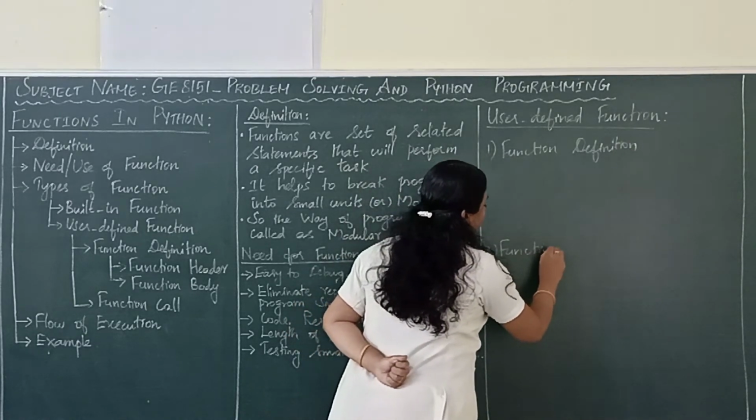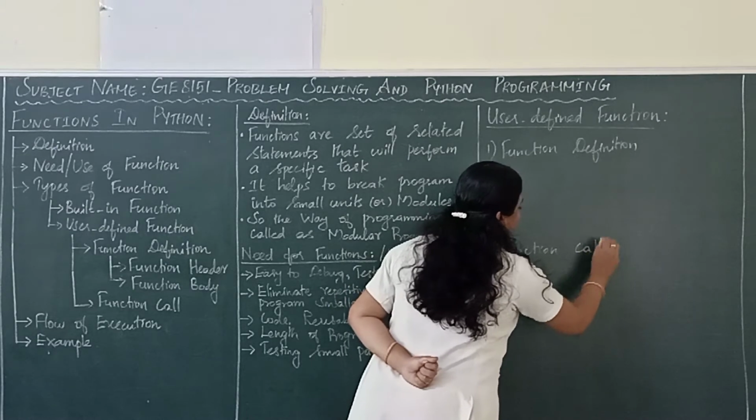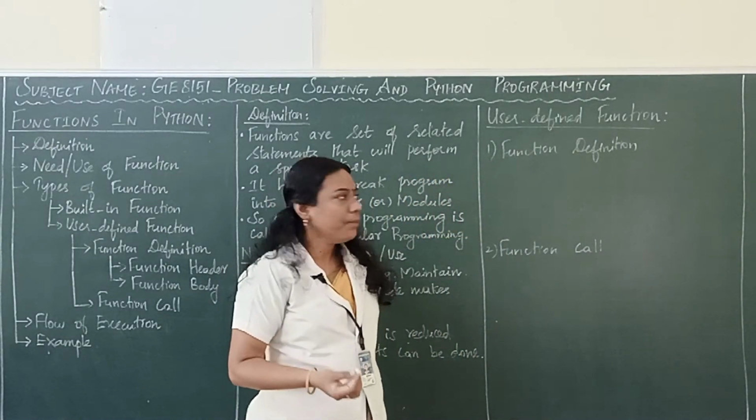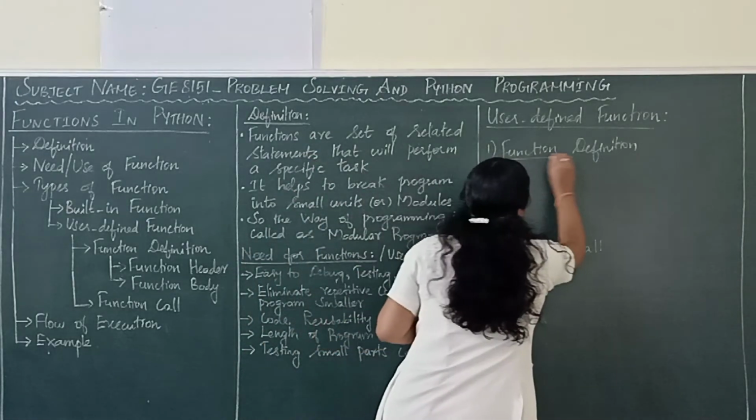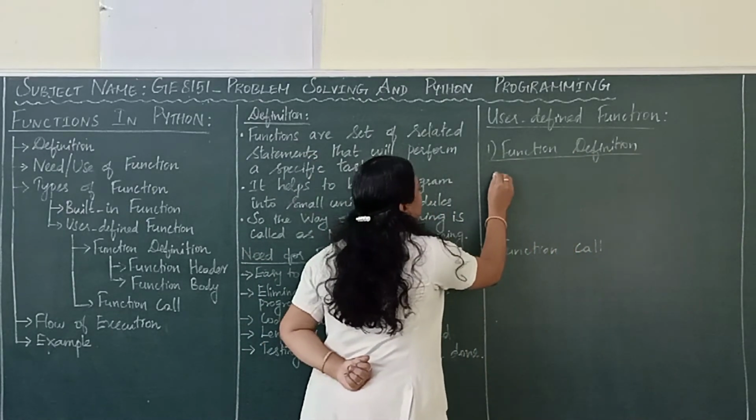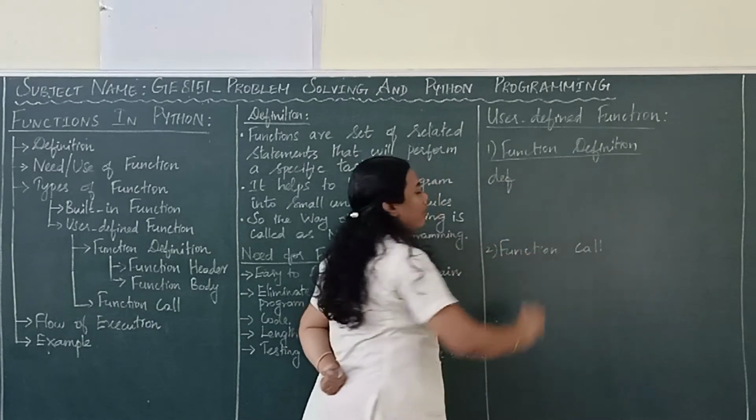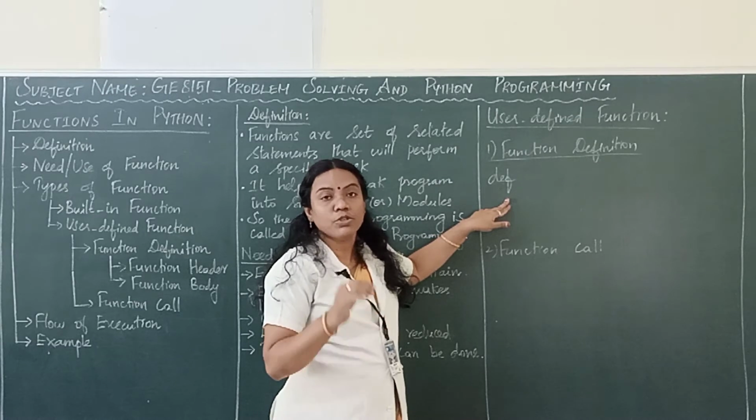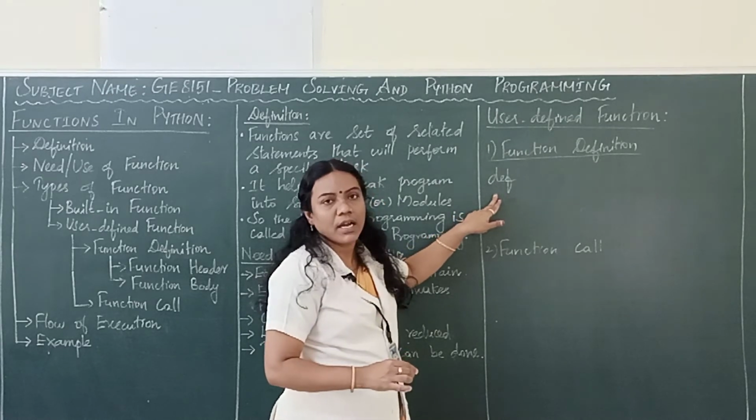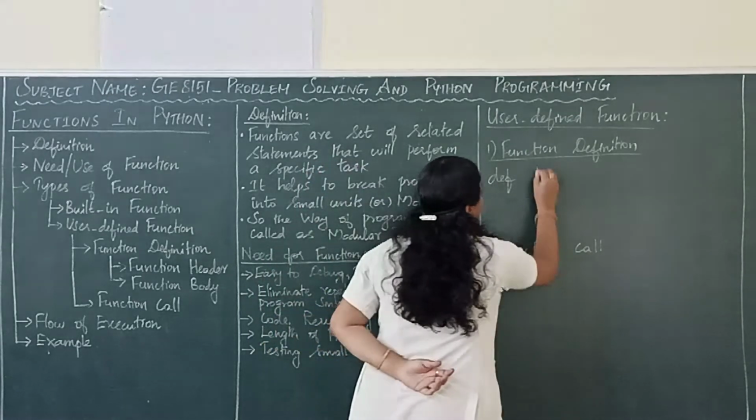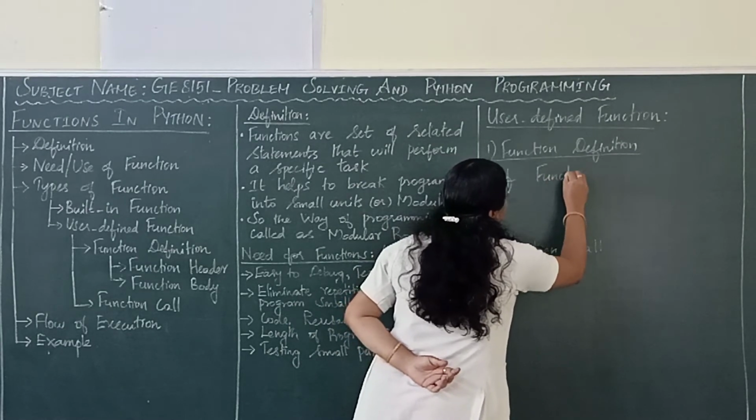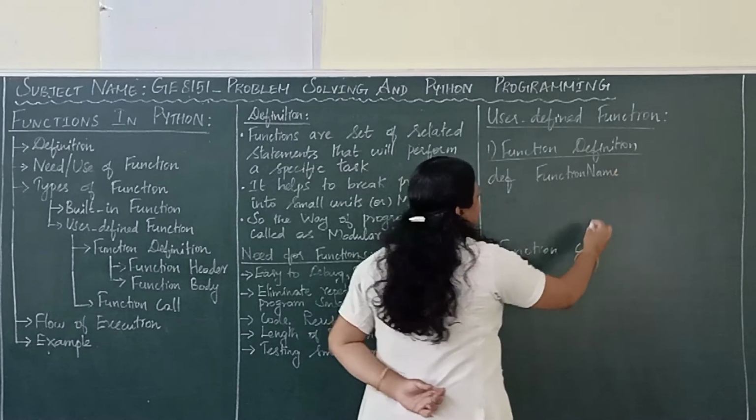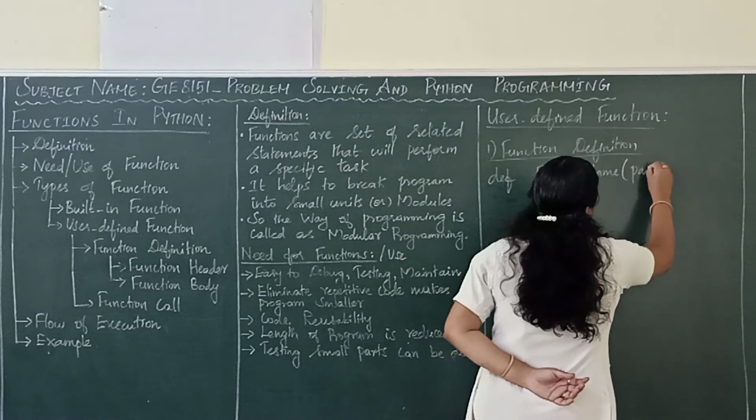In order to know about function definition and function call, you need to know how to write the syntax. First we will see function definition. A function definition always starts with the keyword def. Def is a keyword, and you need to write it in small letters. It is followed by a function name. You can provide any name as the function name, and then it is followed by the parameters.